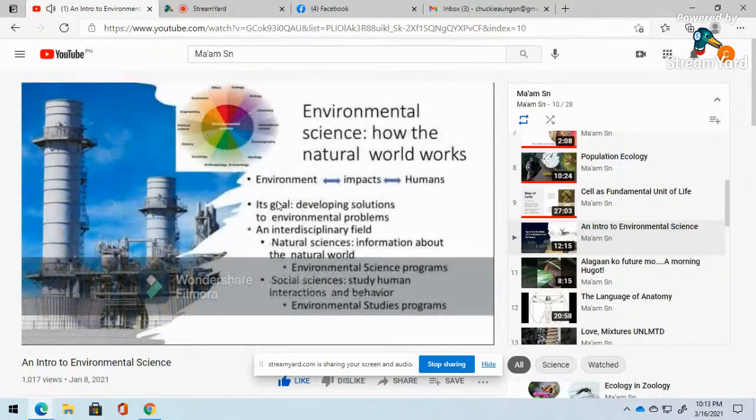Environmental science also talks about how the natural world works, the environment and its impact on humans, and humans and their impact on the environment. Its goal is to develop solutions to environmental problems. Environmental science is an interdisciplinary field. It includes the natural sciences, which give information about the natural world, specifically the environmental science programs. The social sciences study human interactions and behavior, the environmental studies programs.